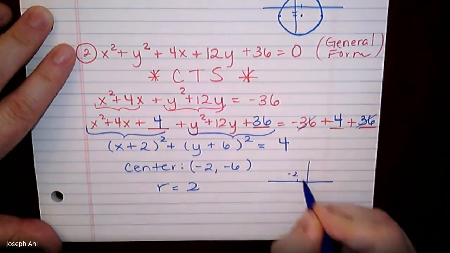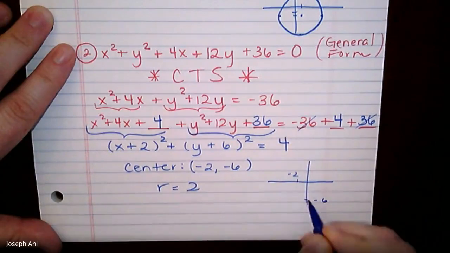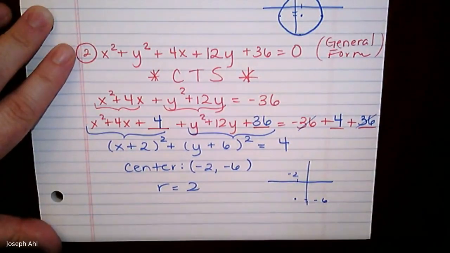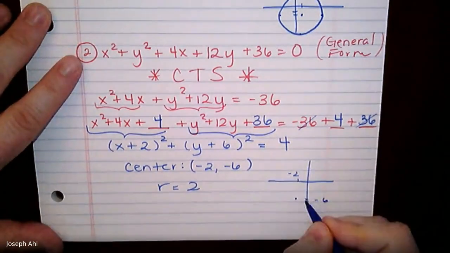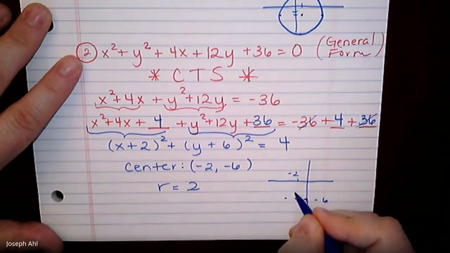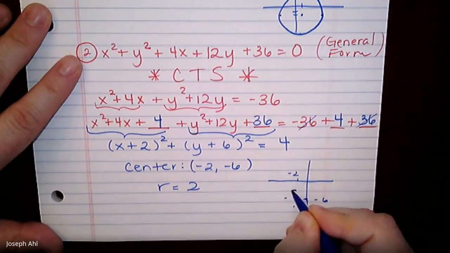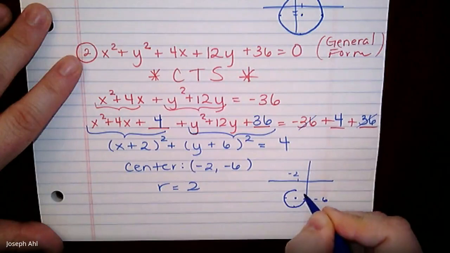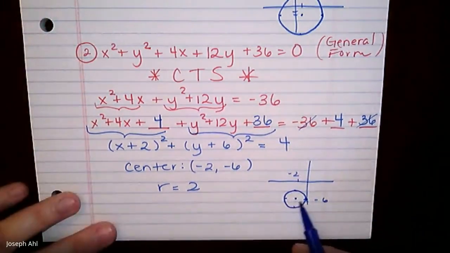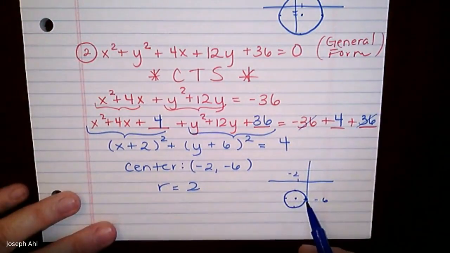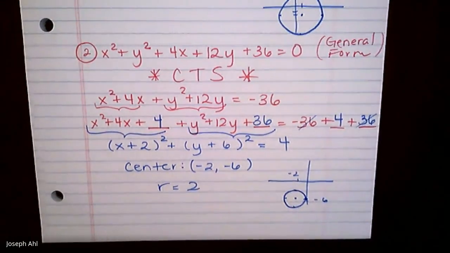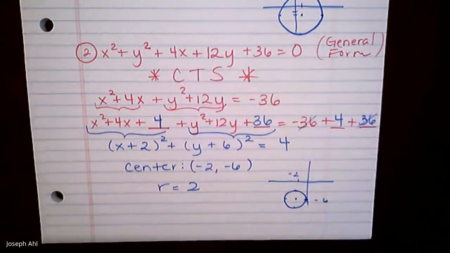So (-2, -6) might be down here somewhere. And if you go 2 to the right, 2 to the left, 2 up, and 2 down, you're going to get a graph that looks like this. So when I go 2 to the right, you'll notice that I just touched the y-axis there. So we would say that this circle is tangent to the y-axis.